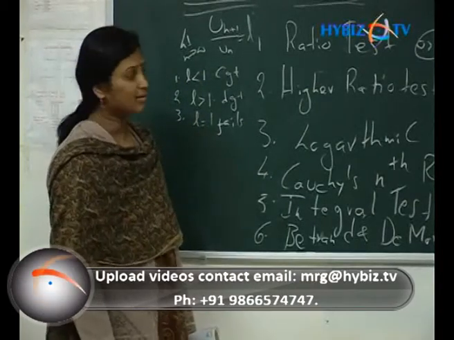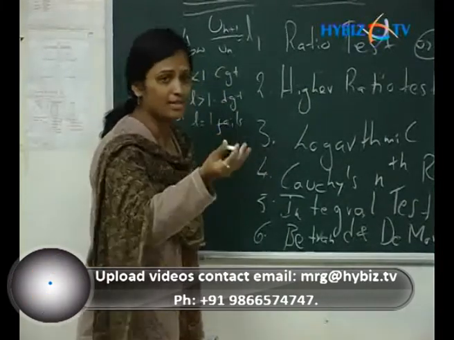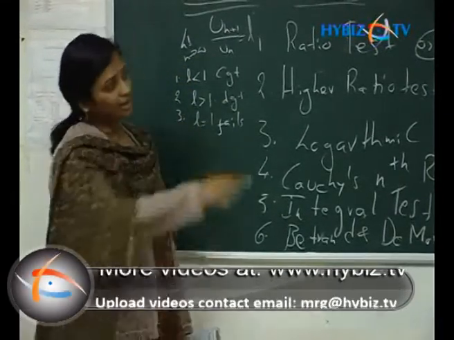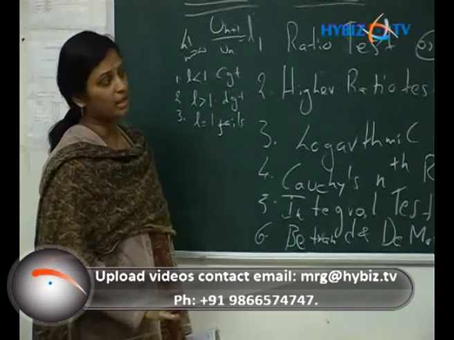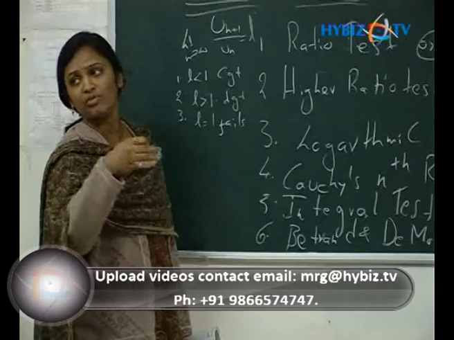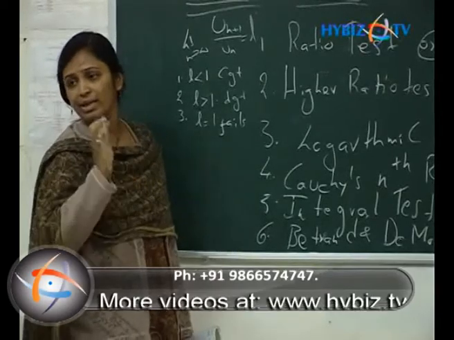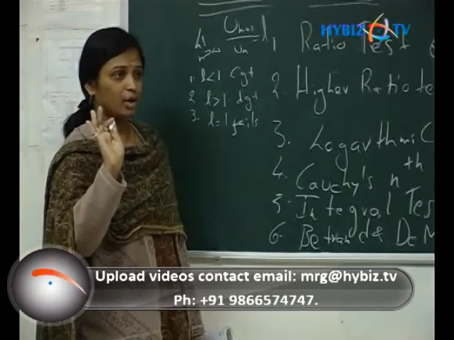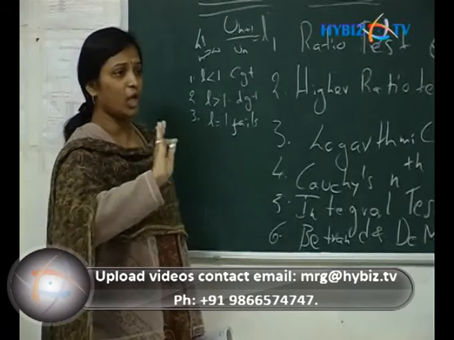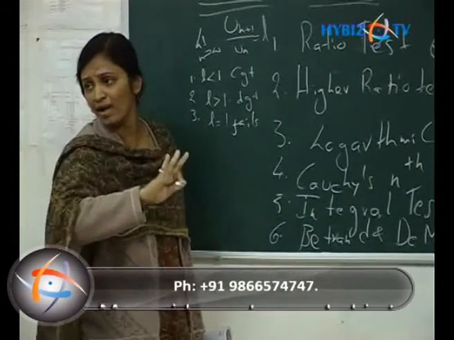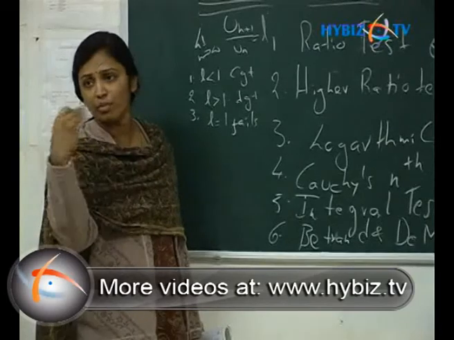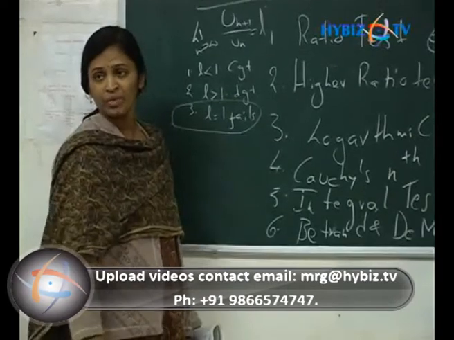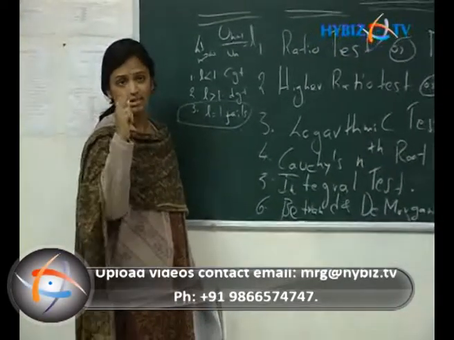Here the thing is, why does the test fail, and why do you go for Raabe's or the higher ratio test? In the comparison test, we always assumed sigma Vn, but here you are getting the result. Other than that, there is no oscillatory part here, isn't it? You only have to conclude convergent or divergent. Other than these two values, definitely you have to take one more value, so that value is L equal to 1. Now you apply the next test, Raabe's test.